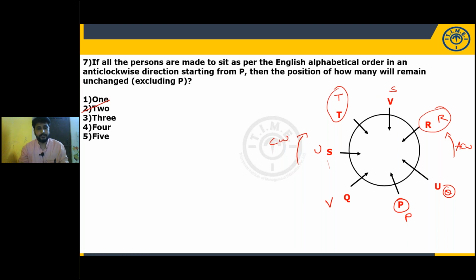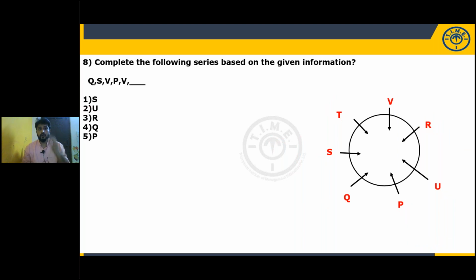So question types are different. Now another new question type. Complete the following series based on the given information. We got a final arrangement, right? So based on the final arrangement, we have to complete the series. Okay. So between Q and S, I'll tell you the logic directly. It is the exact logic which was given in the exam.